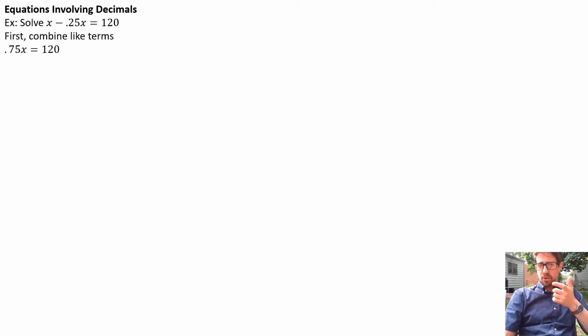Or you could do it the old-fashioned way with long division. But I think we can do it without a calculator. And what we're going to do is, same as last time, we want these all to be whole numbers. We don't want them to be decimals. So to get 0.75 to be a whole number, we have to move the decimal place over 2.